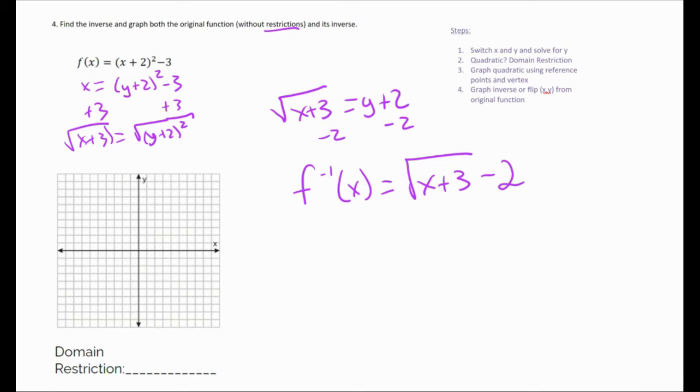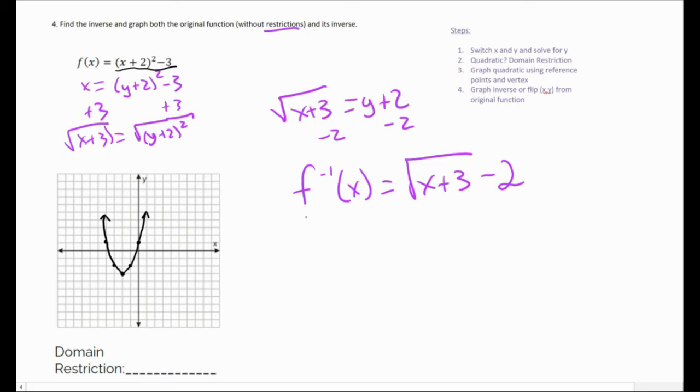Now, for graphing these, first of all, I have a quadratic here, meaning parabola. I have no a or b values, so I'm really just moving the vertex 2 to the left and 3 down. And my reference points are still going to be the same, 1, 2, 3, 4, because no a or b value, so 1 up and 1 to the right. And then 2 to the right and 4 up, and then the same goes for the other side.